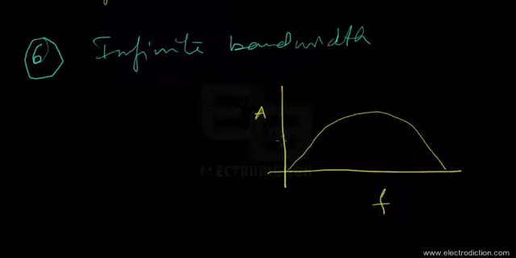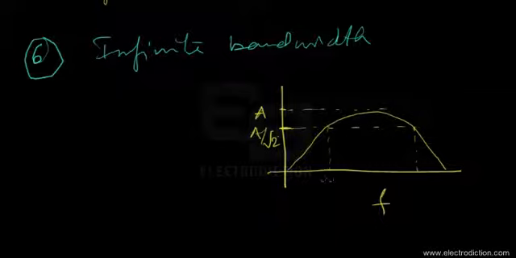Okay, so if we just take this point over here as where the gain is root 2 times less than the original value, so there's the peak gain. So at these points, just occurring at the points f1 and f2.